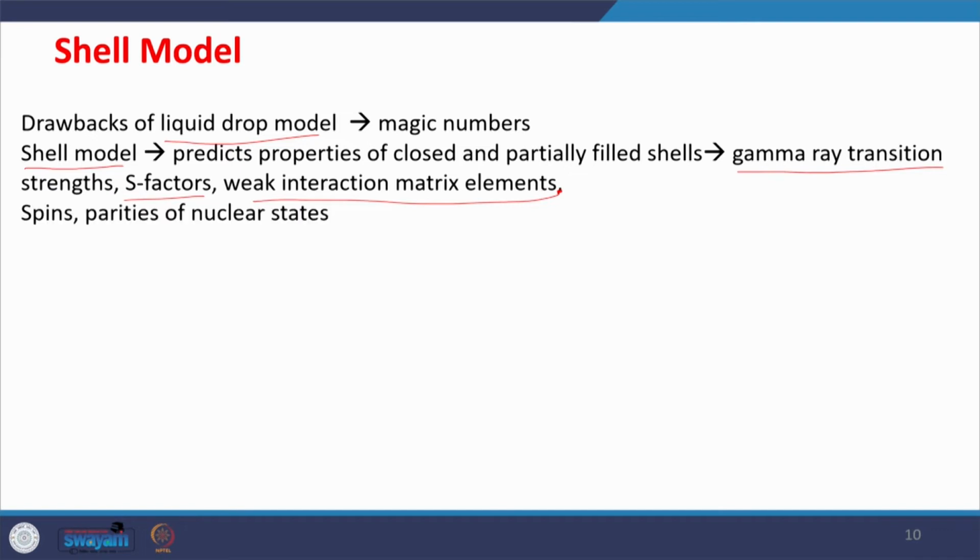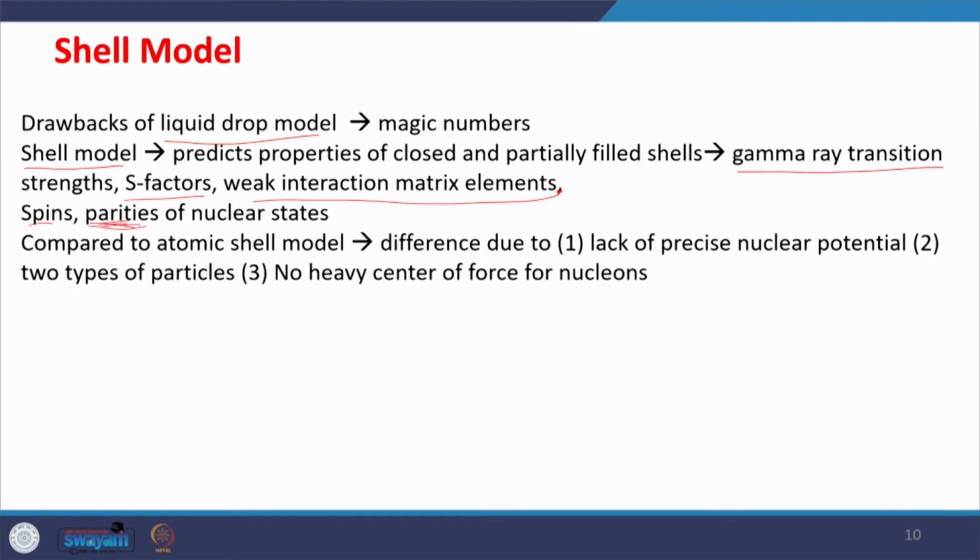There this shell model plays an important role, and this helps us to understand the spin and parity of the nuclear state. What is parity? It is related to the symmetry when the wave function is reversed in order. Okay? And compared to the atomic shell model, already you might be aware of this atomic shell model. More or less they are the same, but there is some difference also because of the lack of precise nuclear potential. We are aware of the precise atomic potential, but it is not the case with the nuclear potential. It is lacking, we do not have the proper information.